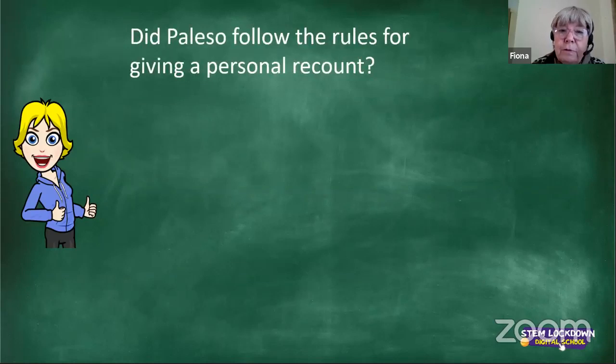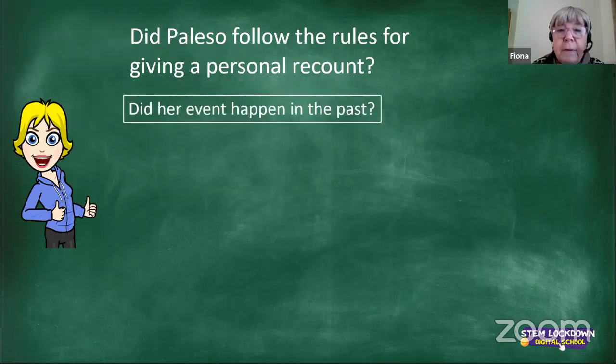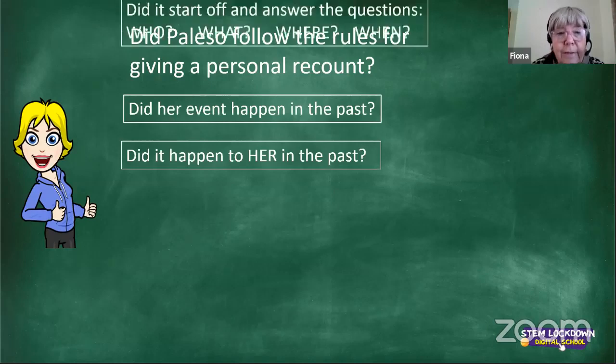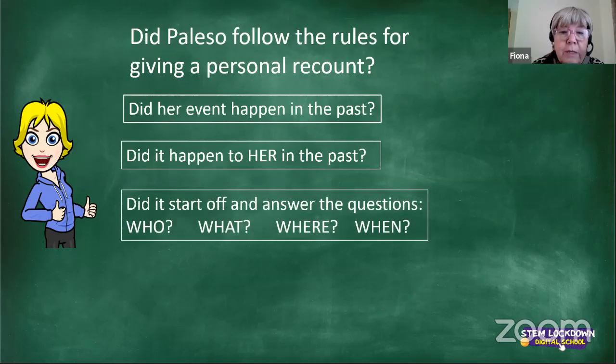Did she follow the rules for giving a personal recount? What do you think? Did her event happen in the past? Yes. Did it happen to her in the past? Yes. Did it start off and answer the questions who, what, where, and when? Yes, because Paliso said, I am Paliso, that's who. I like talking to plants, that's what. I want to tell you what happened to me last week, that's when. As I was walking to school, and that's where. So she followed the rules perfectly.